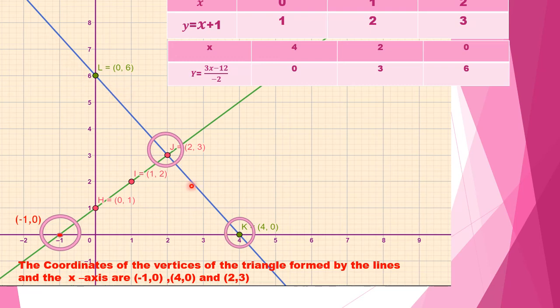Here the blue line is representing the equation y is equal to (3x minus 12) upon minus 2, or you can even say 3x minus 12 plus 2y is equal to 0 is represented by this blue line. The second table is represented by the blue line. Now as you can easily see, these two lines are intersecting at point 2, 3.